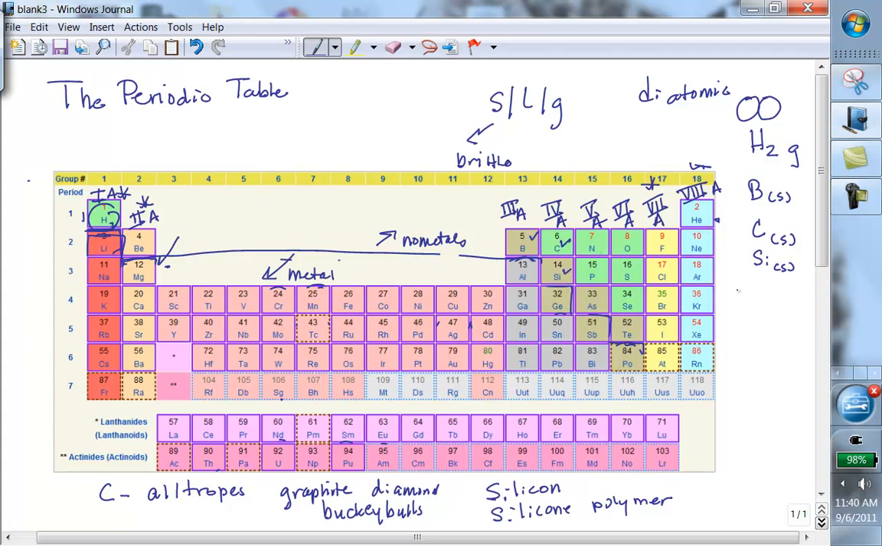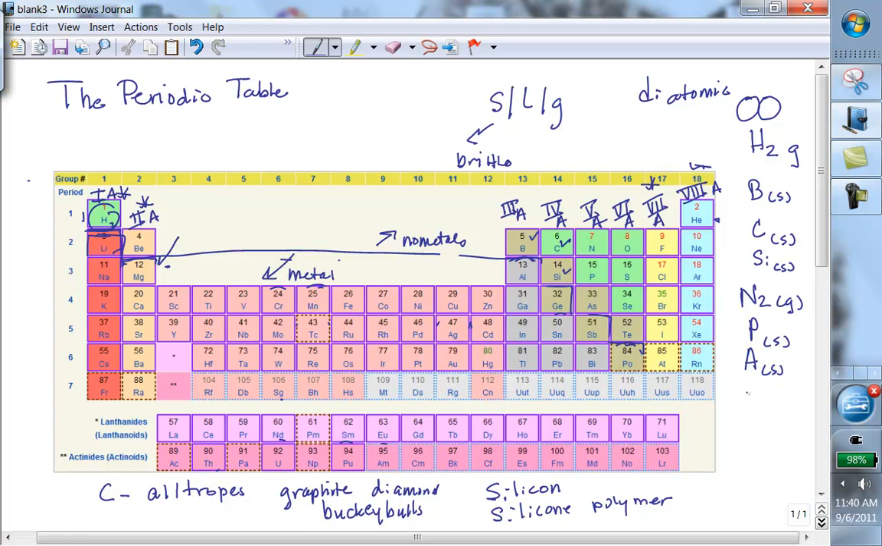And then in group 5, we have nitrogen, and nitrogen is a gas at room temperature, and it's a gas that makes up 80% of the atmosphere. And we have phosphorus and arsenic, and both of these are solids at room temperature.